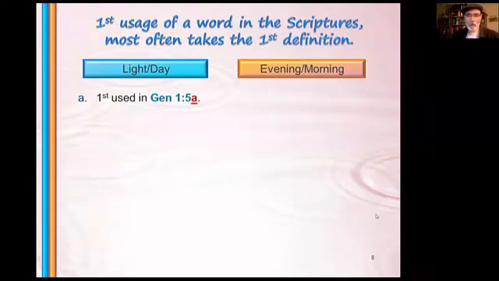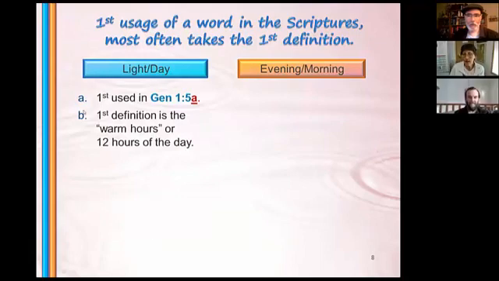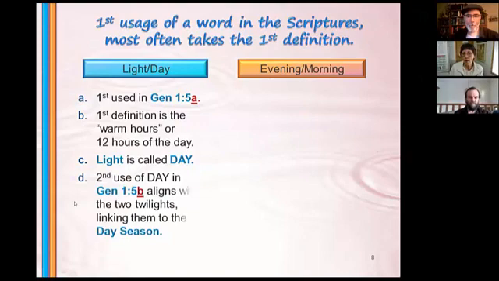Let's just look at some points for light or for day. The very first time it's used is in Genesis 1:5. It's the first part of the verse. The first definition for day is the warm hours or the 12 hours of the day. That is exactly what Yahuwah is talking about when he says, and the light he calls day. This is talking about the 12-hour day season.